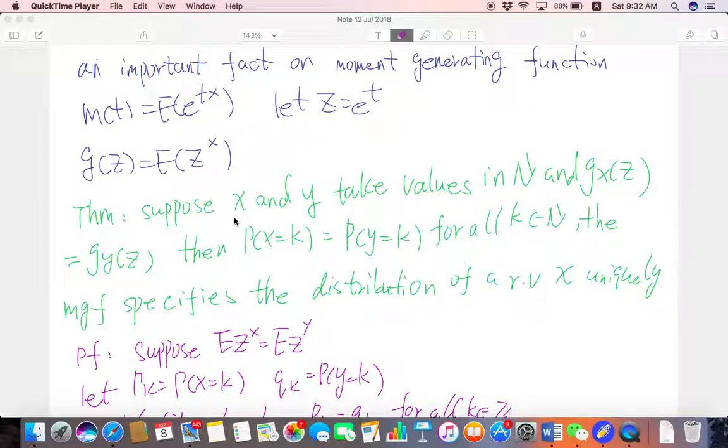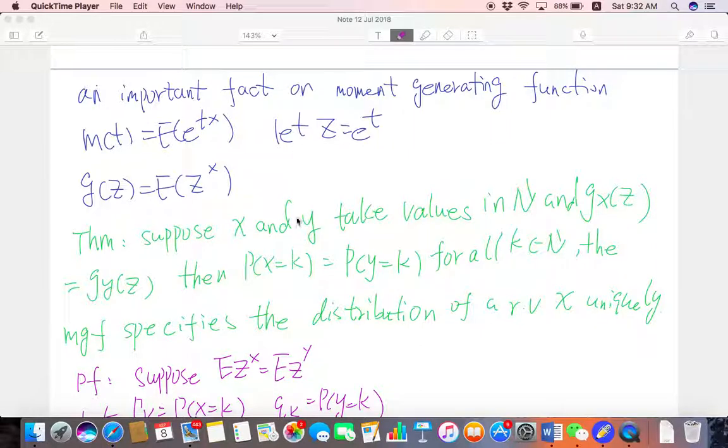Let me go through a theorem first. Suppose X and Y take values in natural numbers and they have the same moment generating function. Then the probability density function of X equal to k and Y equal to k are the same for all k belonging to natural numbers. So that means the moment generating function specifies the distribution of a random variable X uniquely.